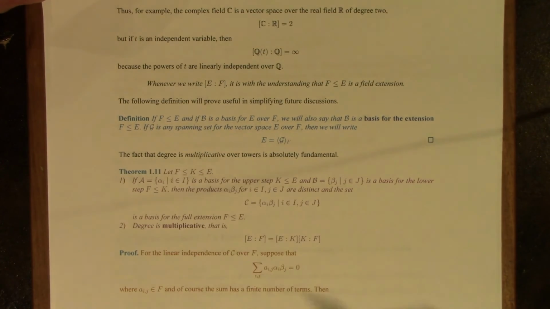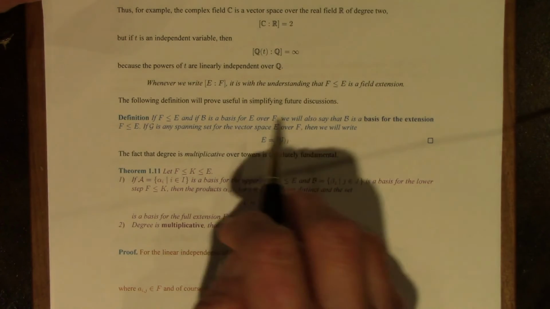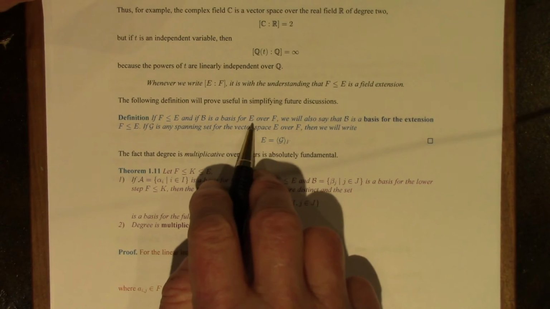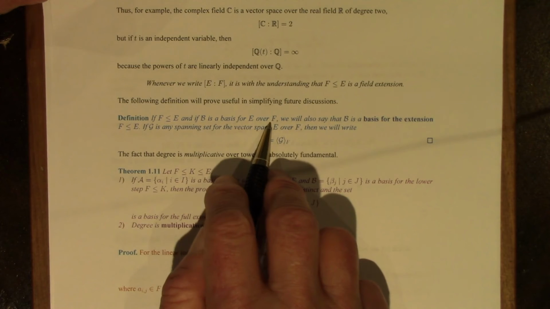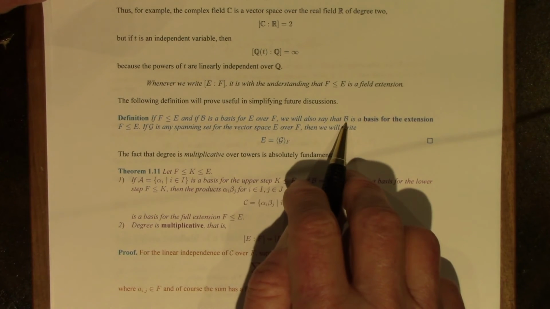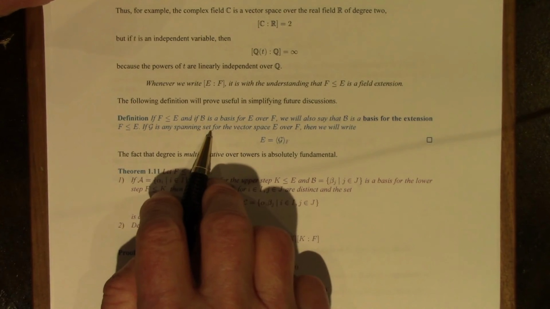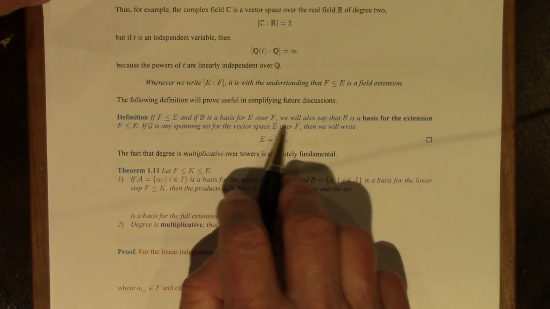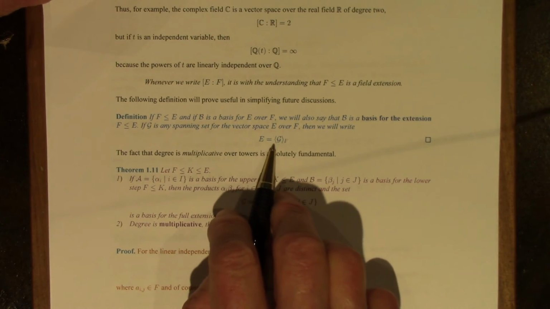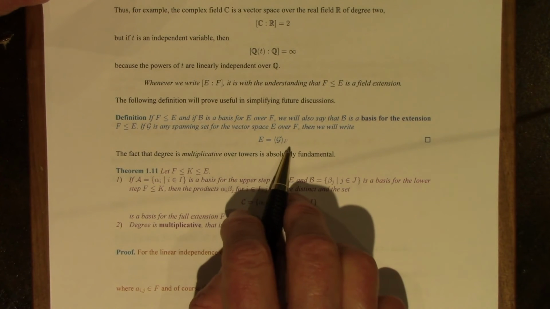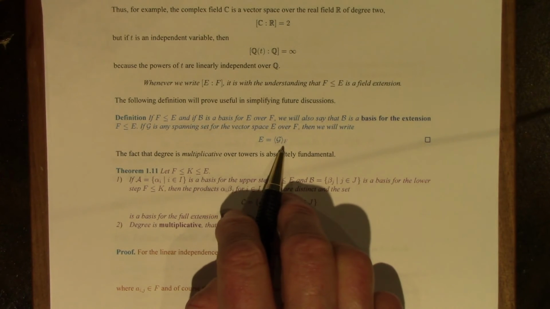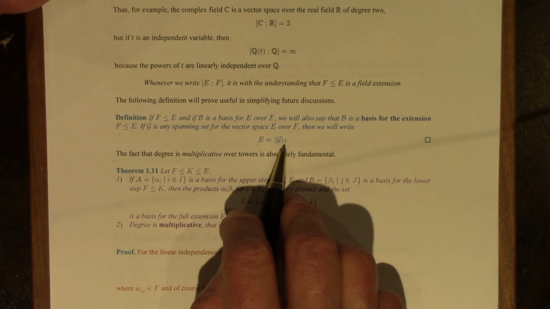I included this definition just for convenience. If F E is a field extension and B is a basis, and by that of course I mean a vector space basis, a linear basis for E over F, then we'll also say that B is a basis for the extension. Just a convenience. If G is a spanning set for the vector space E over F, then I will write E equals angle brackets G sub F. The angle bracket notation we used in the vector space course to denote subspace spanned by.